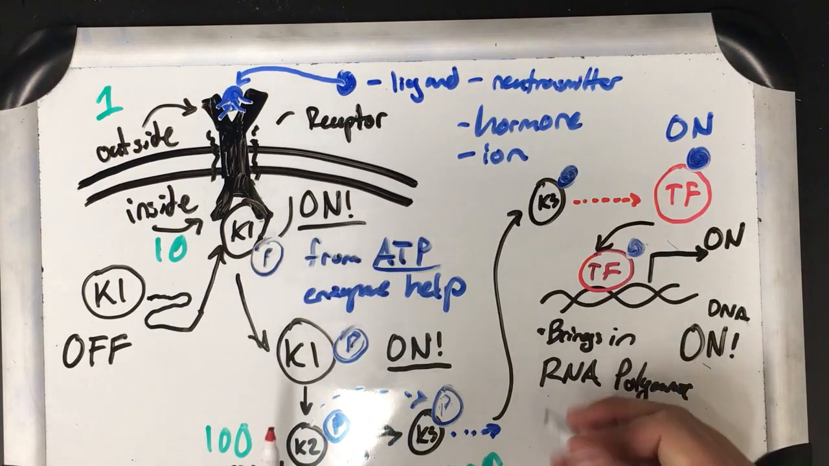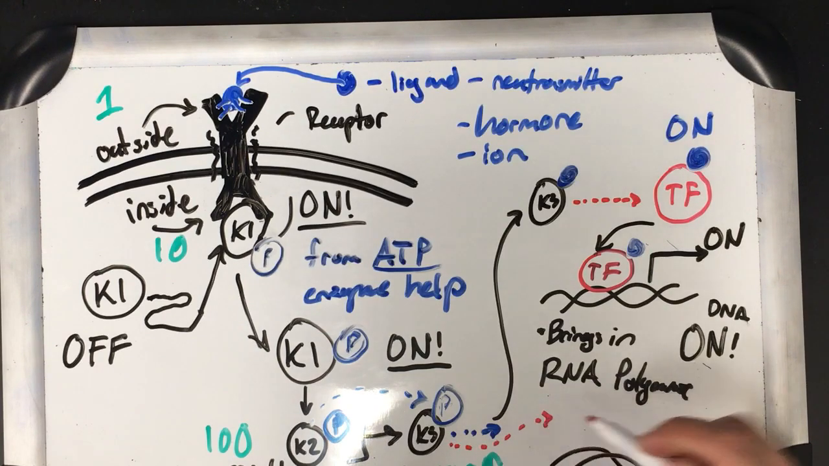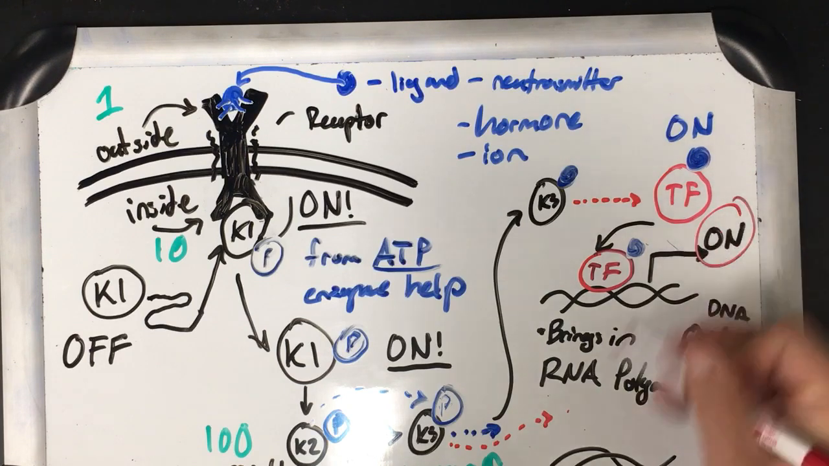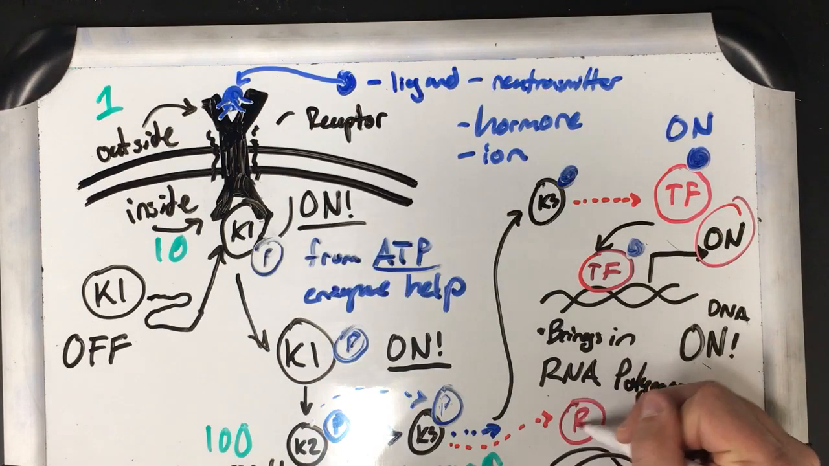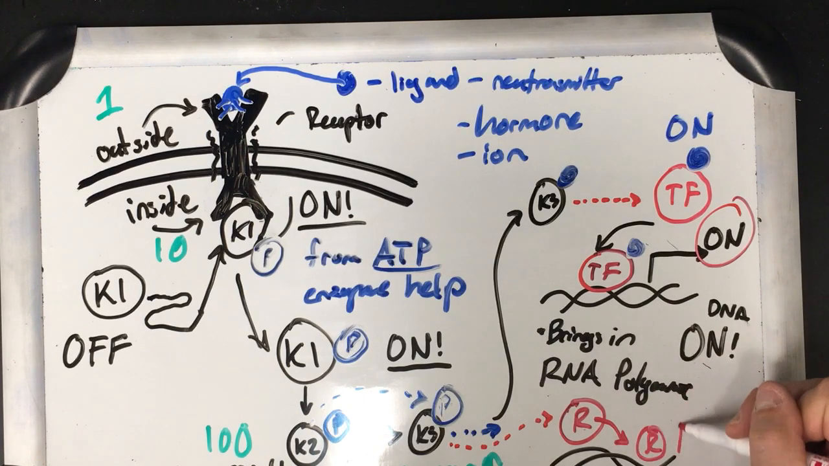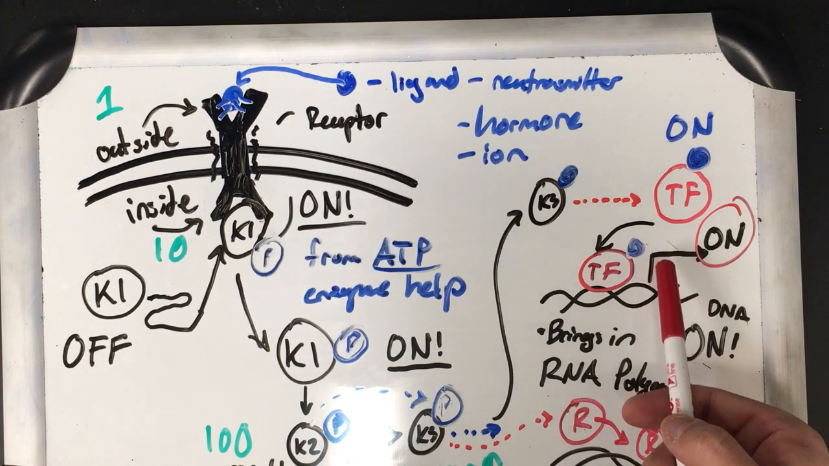Let's say that in a different cell, this K3 right here, maybe instead of activating a transcription factor that turns something on, it could actually activate a repressor. Repressors bind DNA, and they turn them off. So it could have a change. It could actually turn off genes at this stage. It doesn't always have to turn them on.